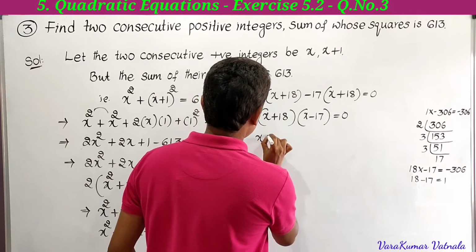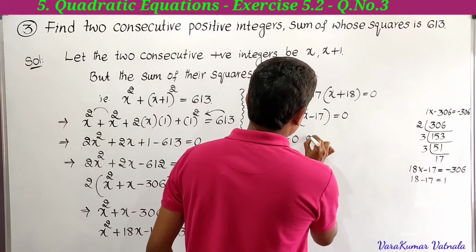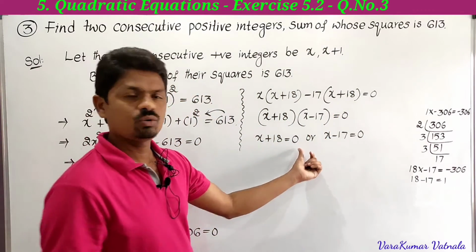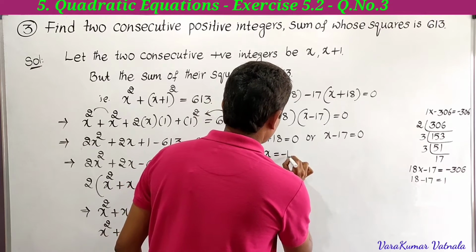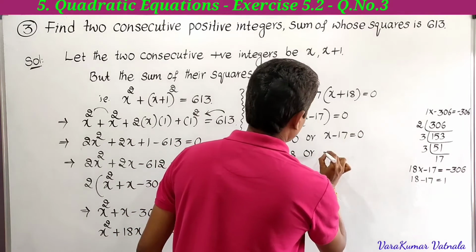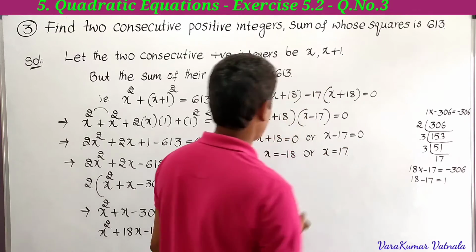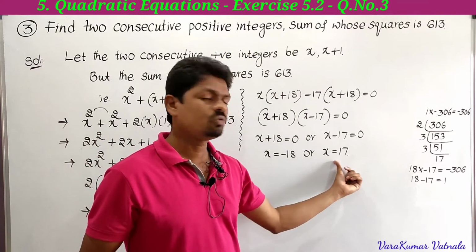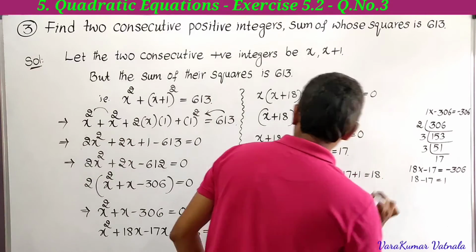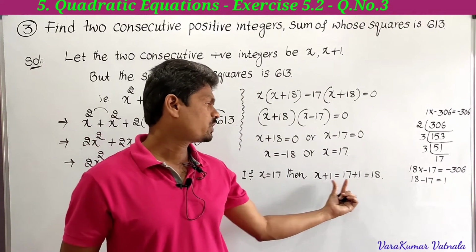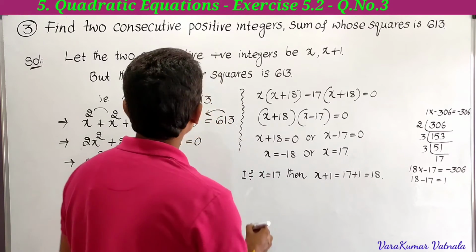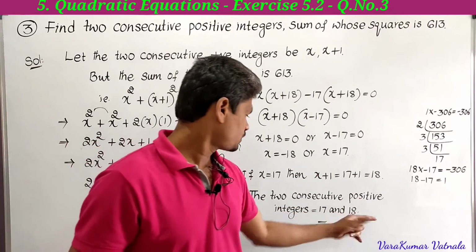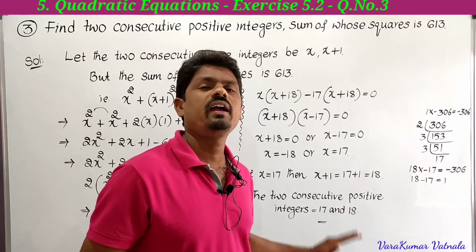So here x plus 18 equal to 0 or x minus 17 equal to 0. So here take plus 18 to the right side, we get x is equal to minus 18, or take minus 17 to the right side, x is equal to plus 17. Since the given numbers are positive integers, we have to take only a positive number. So if x is equal to 17, then x plus 1 is equal to 17 plus 1, that is 18. Therefore, the two consecutive positive integers are 17 and 18.